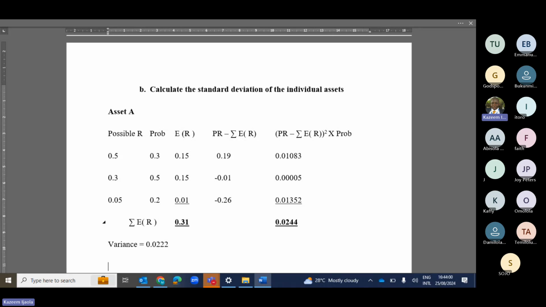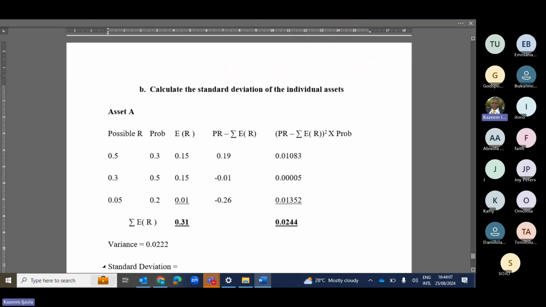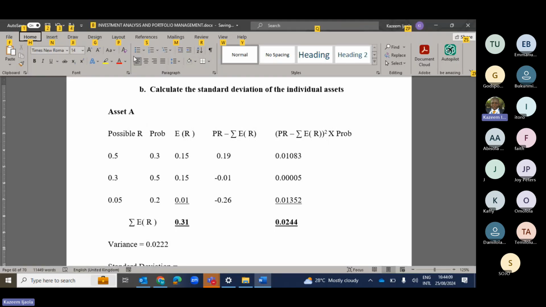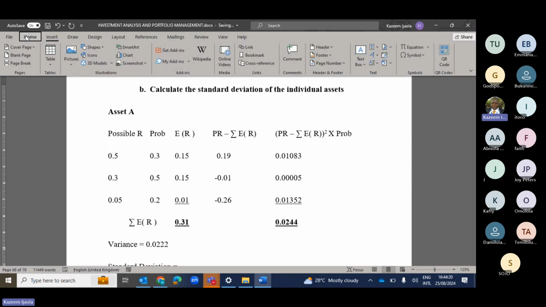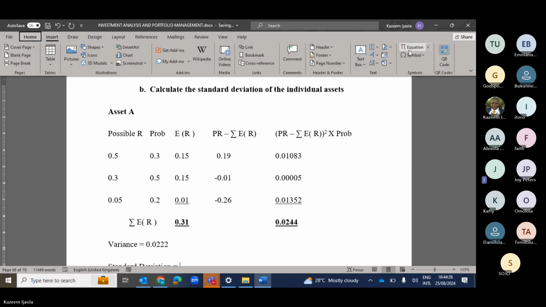Then standard deviation is equal to the square root of the variance. Let me look for that symbol. Thank God that I am resolving this now, because some people are still not getting some things right. So now I believe we are all getting it. By the time we solve the past question, it's 0.0244, not 0.0222.